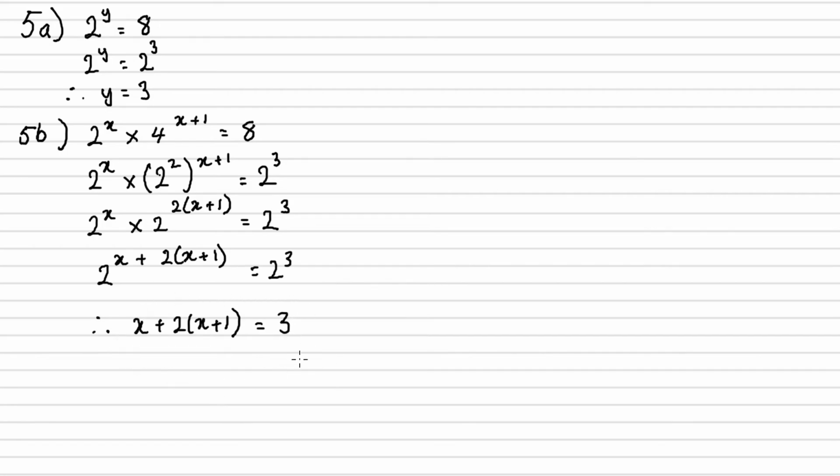Now I just have a linear equation and I can solve for x. So I'm going to expand the brackets and I get 2 times x is 2x and 2 times 1 is 2, and that equals 3. And now x plus 2x is 3x, and if I minus 2 from both sides of this equation, 3 minus 2 is 1. So now I can just divide both sides of this equation in order to isolate x. So I get x equals a third. And that's the answer.